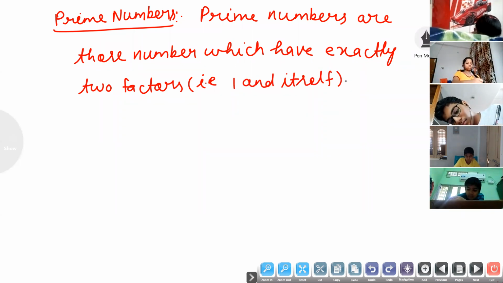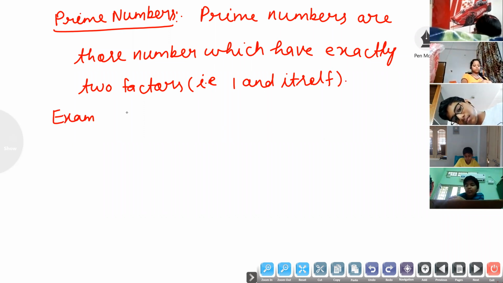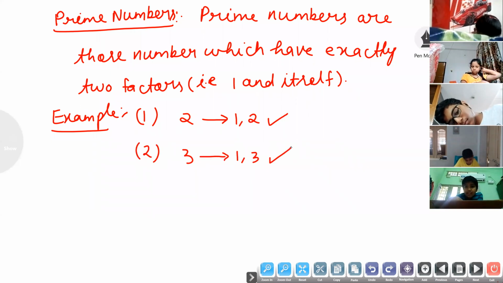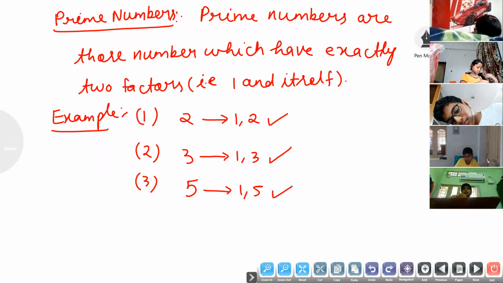Example, 2. 2 has one factor and two factor. 2 is a prime number. 3. 3 has one factor, three factor. Example, third, 5. 1, 5. Next I am taking 7. 1, 7. Don't think all odd numbers are prime numbers.